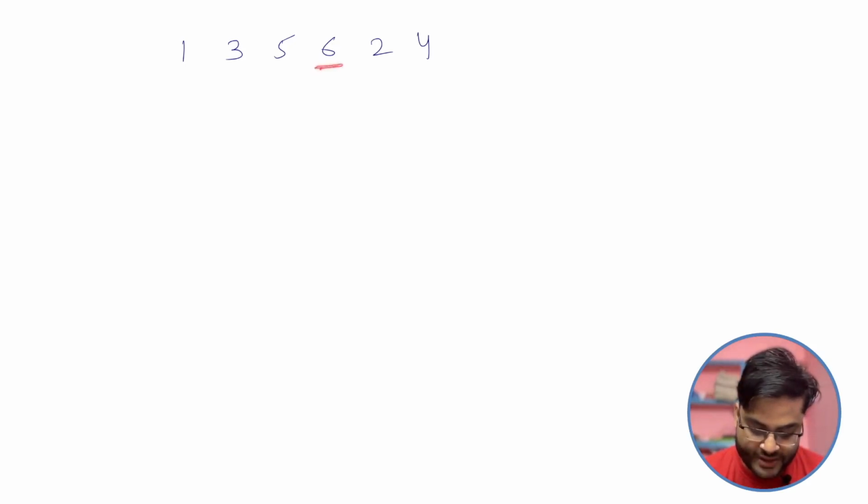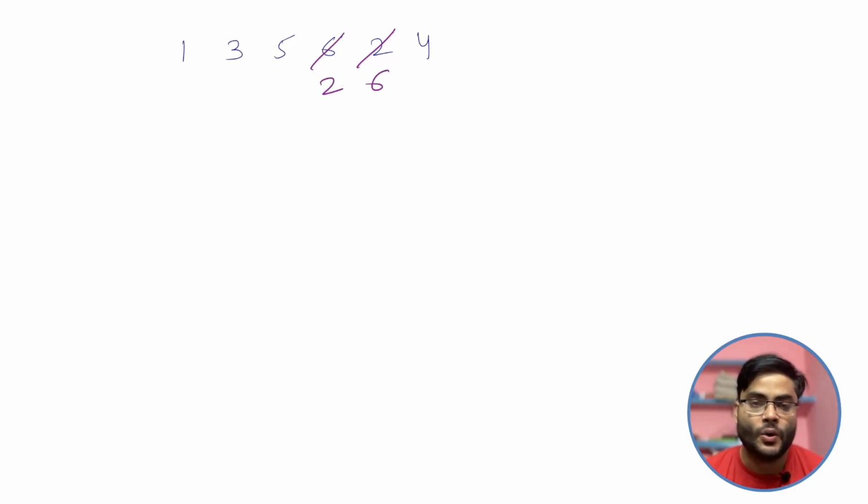Now come to the next position, that is 6. Compare 6 with 5. 6 is greater than 5. That means 6 is at the correct position. Right? Now move to the next element, which is 2. Compare 2 with 6. Is 2 greater than 6? No. That means 2 is not in the correct position. So swap 2 with 6. So that will be 6, and that will be 2.